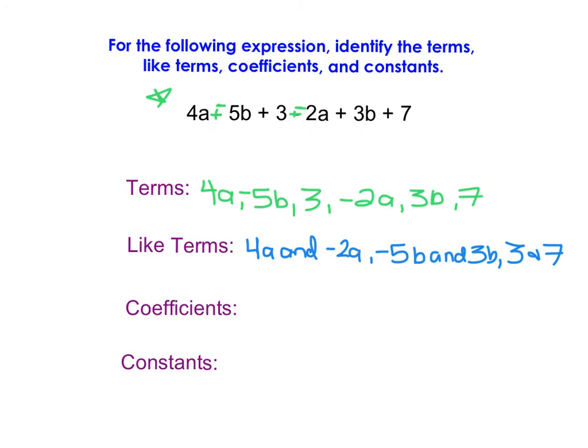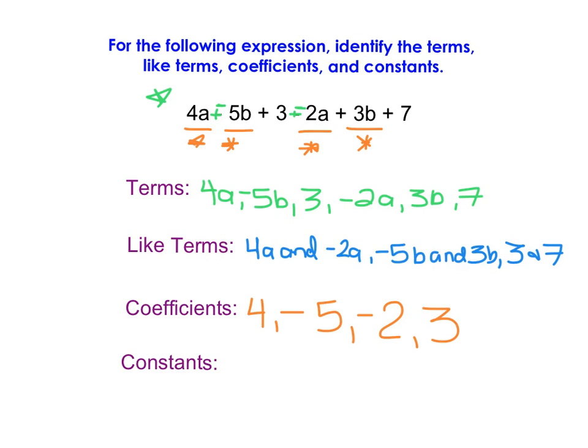Let's move on to coefficients. So remember, by definition, a coefficient is the number part of a term that contains a variable. So let's go through first and find all of the terms that contain variables. And then from here, our coefficients are the number part of those terms. So if we look here at 4a, the number part of that is 4. At -5b, the number part of that is -5. At -2a, the number part of that is -2. And at 3b, the number part of that is 3.